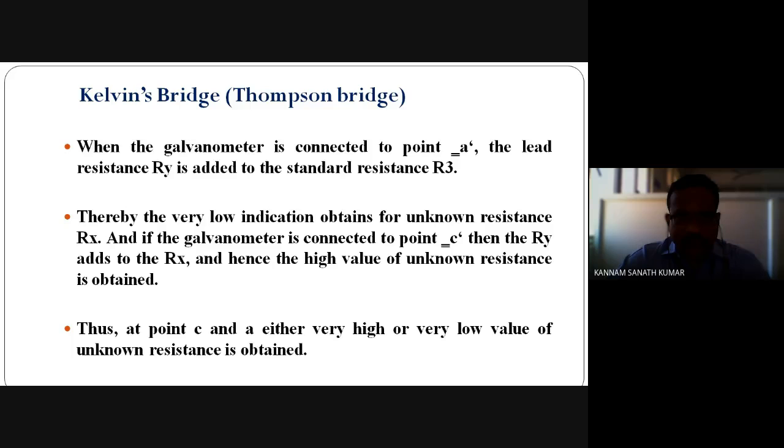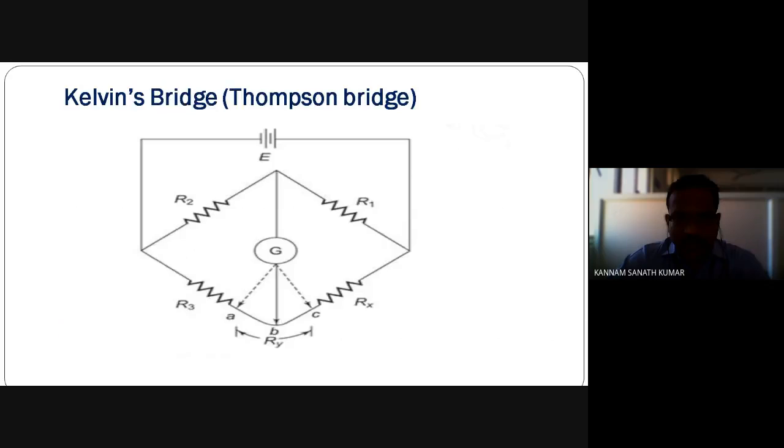Here, when the galvanometer is connected to point A, the lead resistance Ry is added to the standard resistance R3. Anyway, Rx has some amount of resistance, and along with Rx, Ry will be added. That means the resistance will increase.